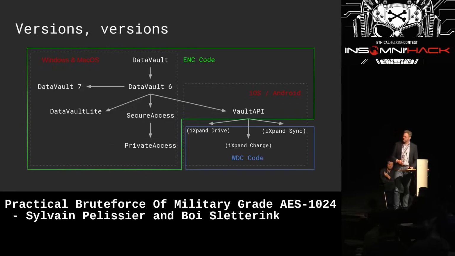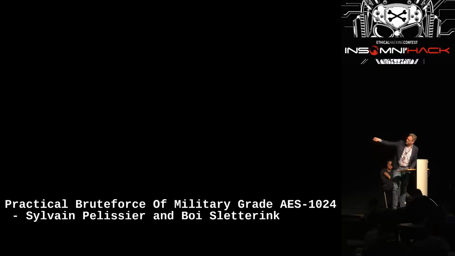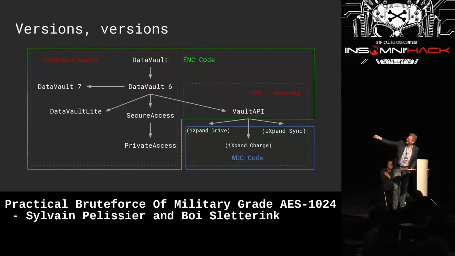And to give you an indication, here you can see the Data Vault software. Data Vault is the name of the software that ENC builds under their own name. We have Data Vault 6, which is the old version, and Data Vault 7, which is the new version. If you buy it nowadays or get the trial version, you get Data Vault 7.